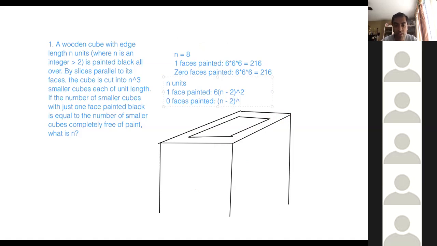So we want these to be equal. 6 times n minus 2 squared should equal n minus 2 cubed. So this makes it easier to finish. If we look at it algebraically, then we can cancel n minus 2 squared from both sides. And you get 6 should be equal to n minus 2, and n should be equal to 8.